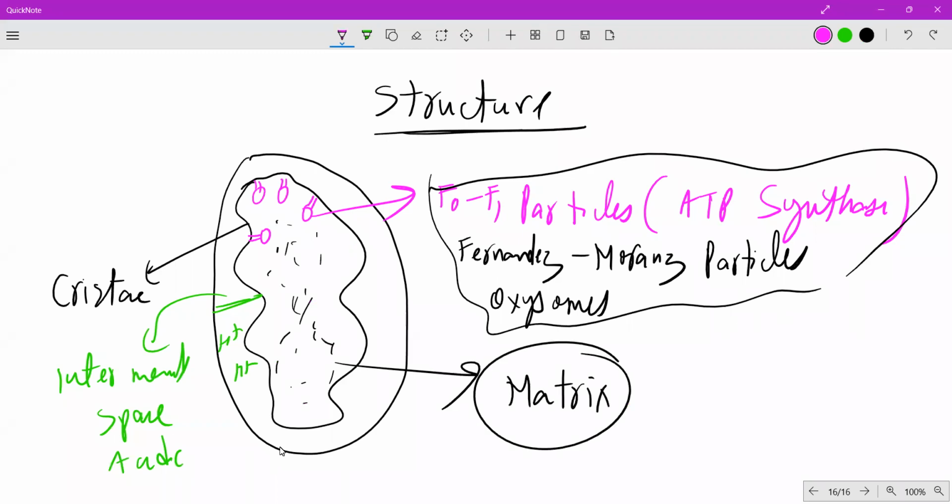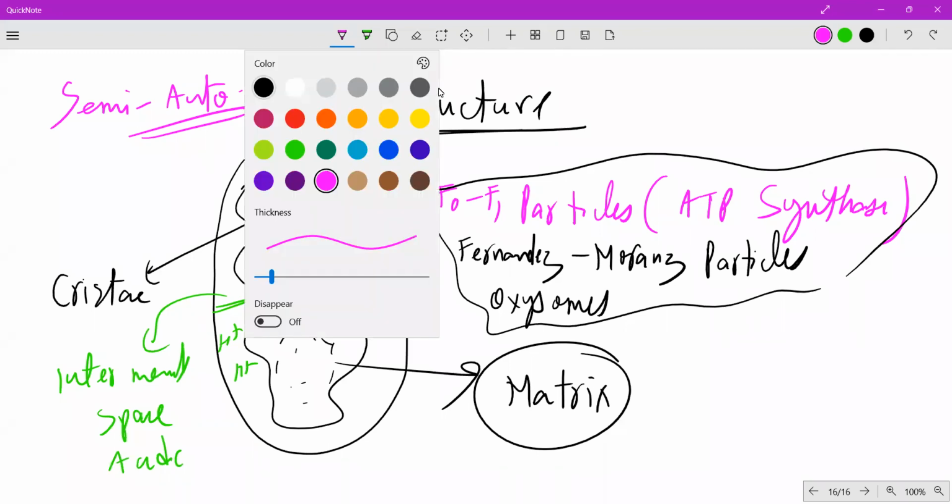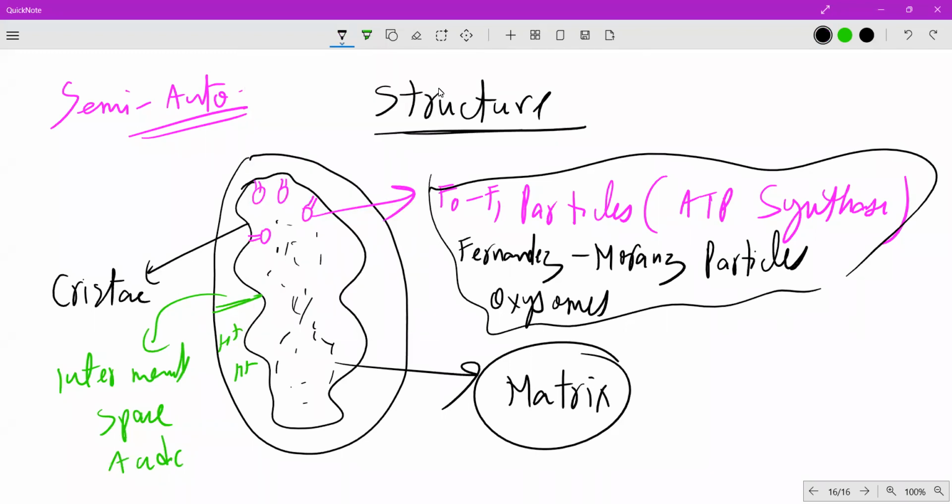Is this clear? And by the way, mitochondria is a semi-autonomous organelle. That means it has a genome of its own. We know it is DNA. Now what kind of DNA? Is it circular or linear? We have circular DNA. How many copies? Do you think only one copy? No, we have multiple copies of circular DNA. So look at this. This is also part of the structure.